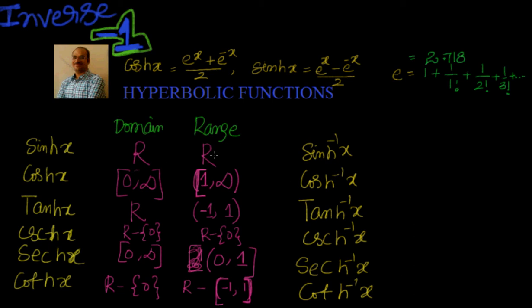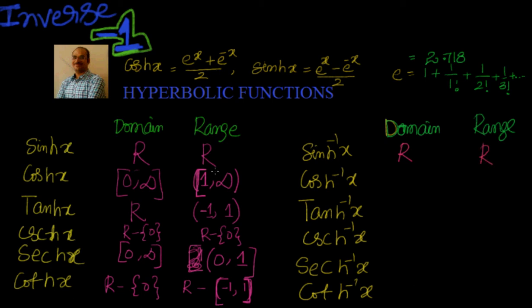Since these are important, we'll go through this exercise again. Sinh inverse x, the domain will be the range of this. Domain is nothing but range of this, so I can say R, and the range will be nothing but domain, so nothing but R. Cosh inverse x, domain is 1 to infinity, and the range will be 0 to infinity. 0 to infinity, not in square brackets. You can never reach infinity.